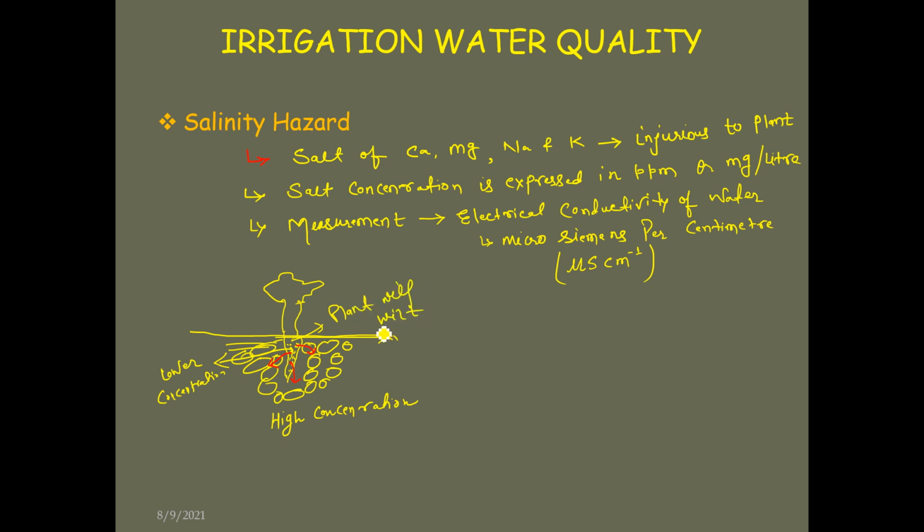Okay, because the plant does not have sufficient water for its growth. Why? Because water is flowing from inside the root to the outside. Okay, why? Because there is a high concentration of salt present in the soil. Due to the increase in osmotic pressure, the water flows from the roots to the outside.